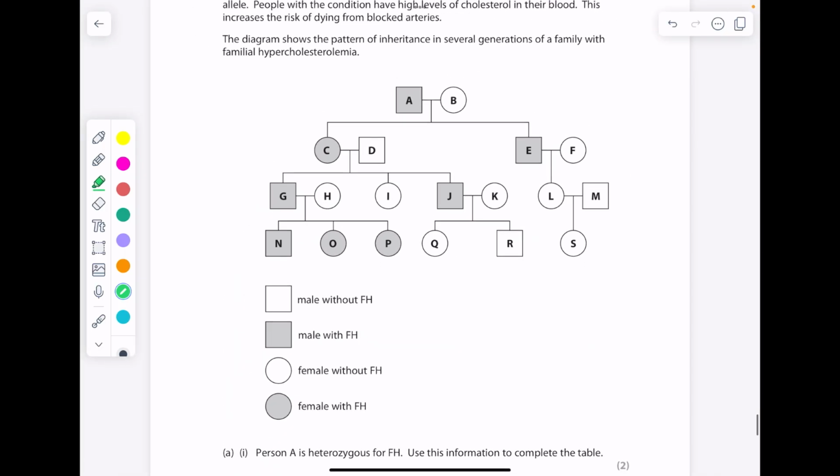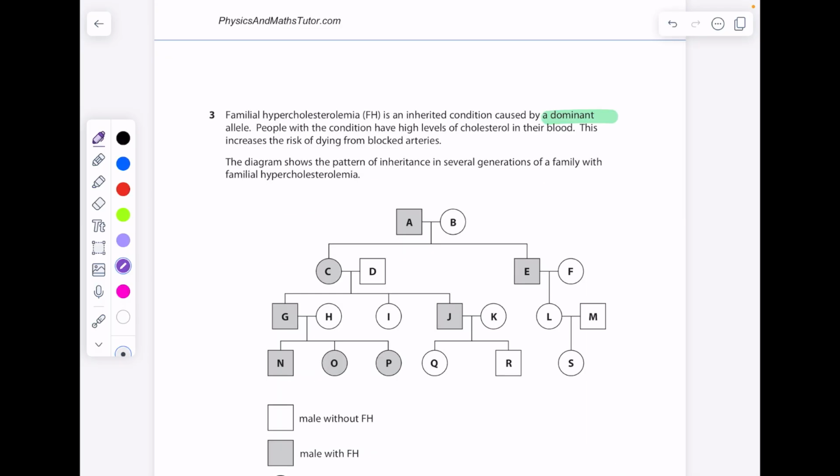So as I said, here's the all-important key down here that will tell you that all the squares are males, all the circles are females. If it's shaded in, then they must have the disease. If it's blank, then they are healthy. So the first thing you want to do is work out what genotypes would be required to cause FH. We know it's a dominant condition, which means that either this combination or this combination will cause the disease FH. The only way you can be healthy is to have the recessive genotype, which looks like this.